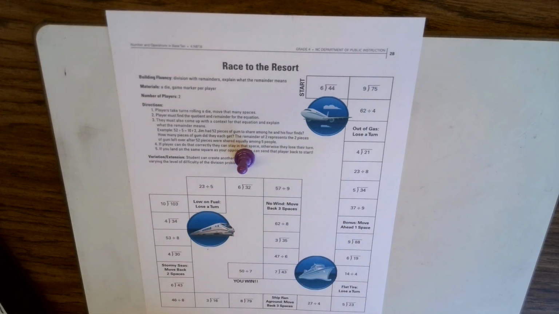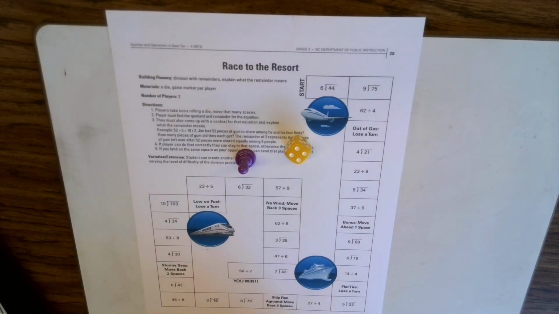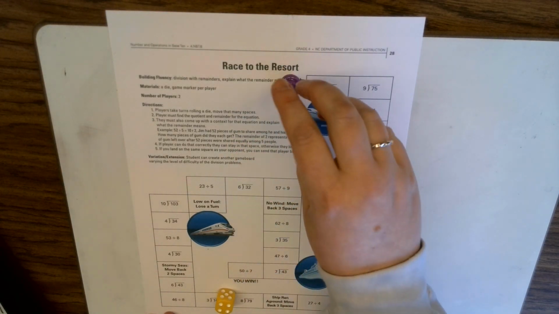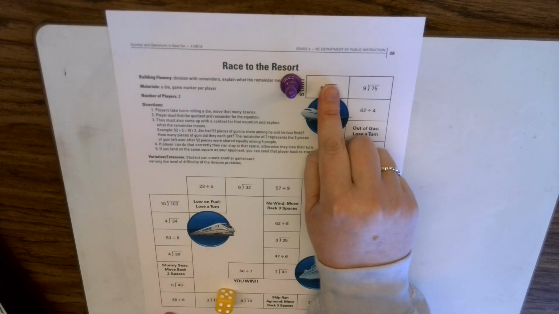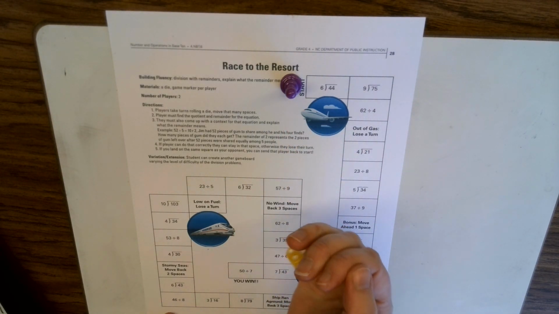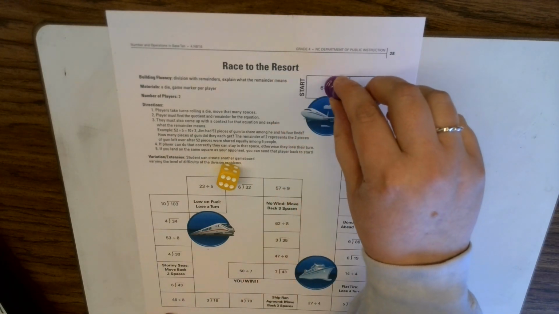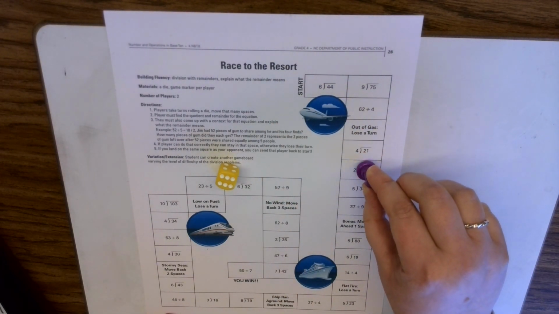Each person in the group will have their game marker. Each partner pair will get a board game, and then you'll get one die. Everybody starts where it says start, not in the box, but right there where it says start. You're going to take turns rolling. I rolled a 6, so I'm going to move 6 spaces. 1, 2, 3, 4, 5, 6.